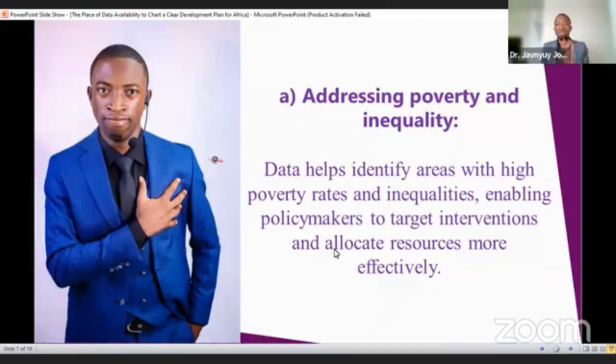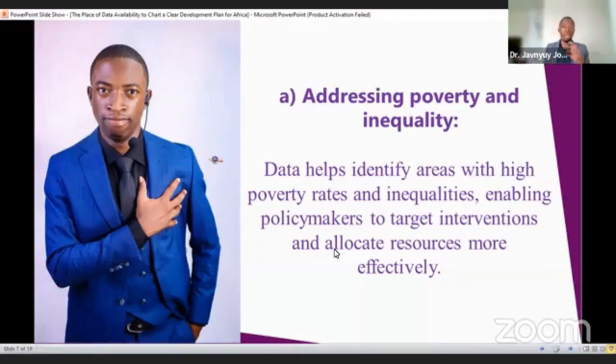Number one, addressing poverty and inequality. How do you know that a nation is full of poor people? How do you know whether we have the upper class, middle class, and lower class? How do you know that people in the rural areas are poorer than people in the urban centers? How do you know that in the urban centers, although it's busy enough, the standard of living is crazy, there's inequality? Data helps identify these things.